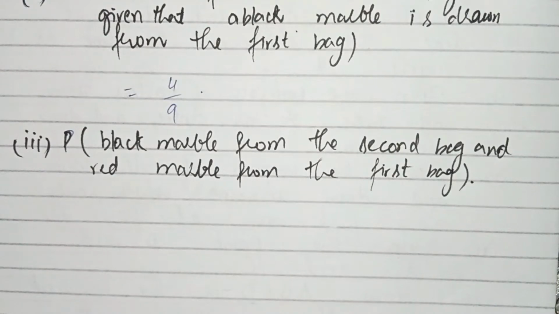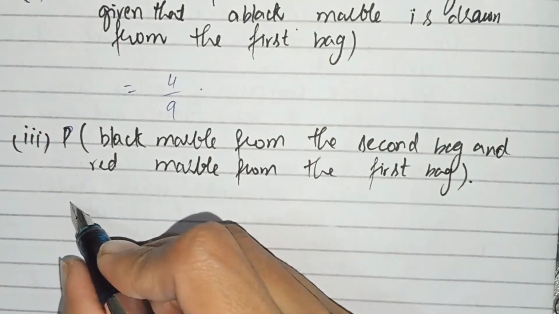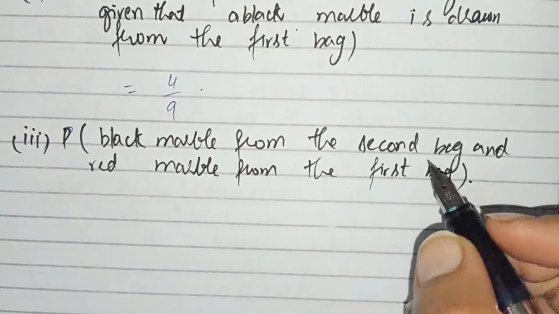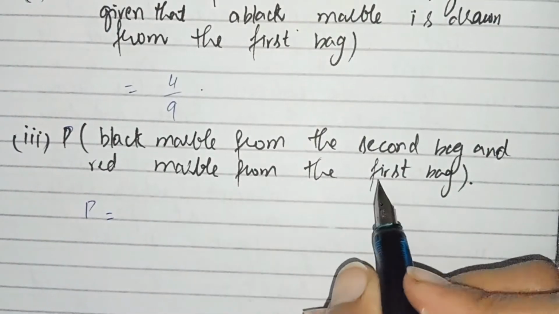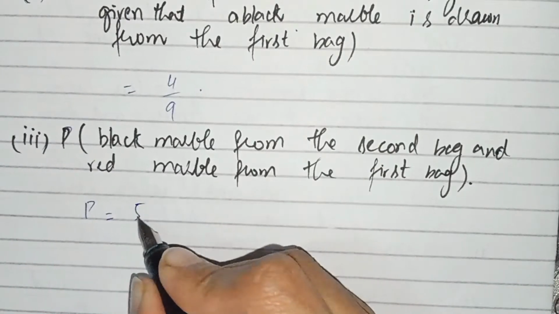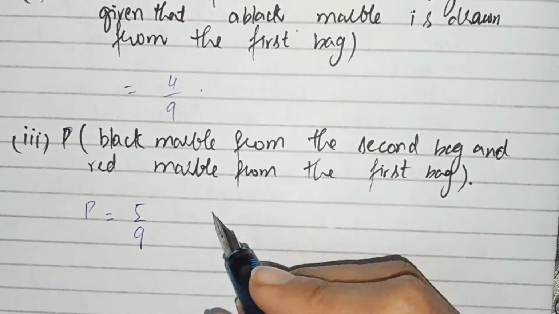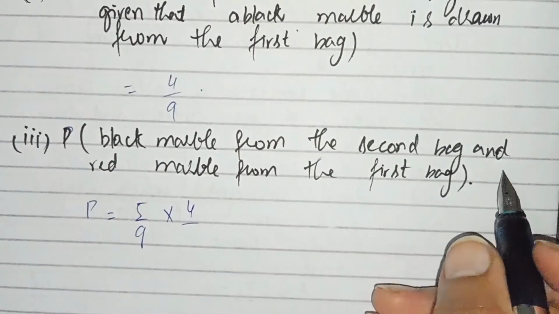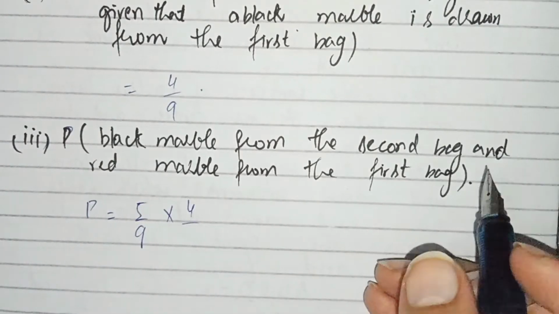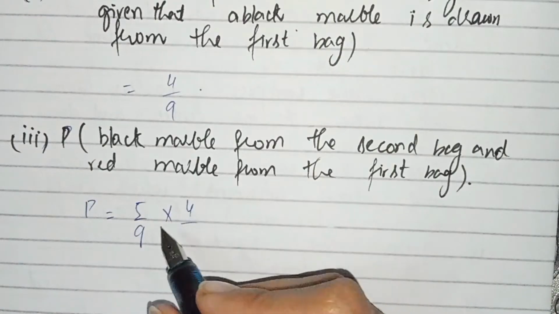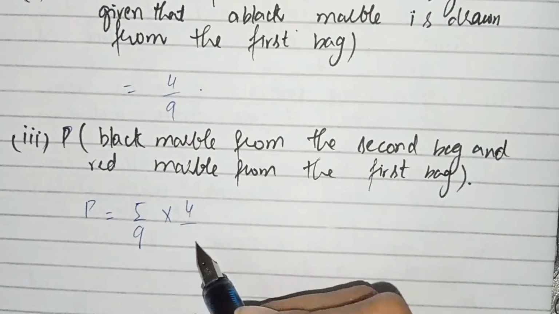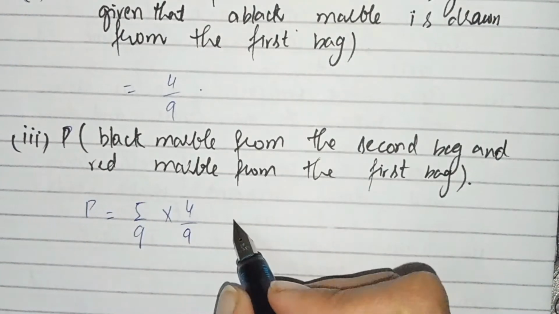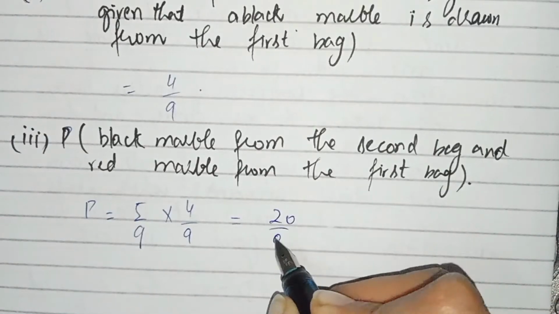Now students, in part number 3, we have to find the black marble from the second bag and the red marble from the first bag. We have to find the probability of this. The black marble from the second bag is 5 over 9, and the red marble from the first bag is 4 over 9. You know that the meaning of and in probability is multiply. It means we have to combine the probability of both things, and we get 20 over 81.